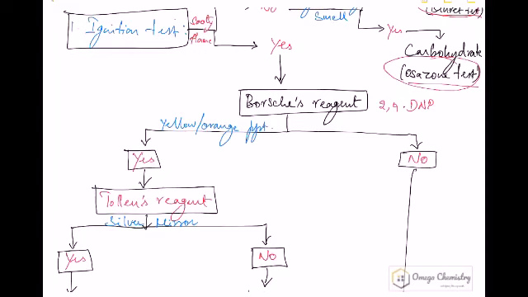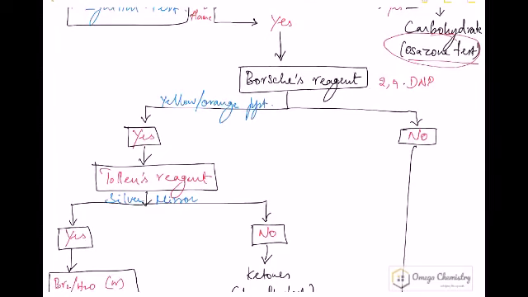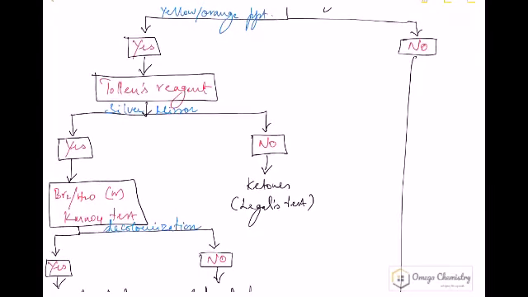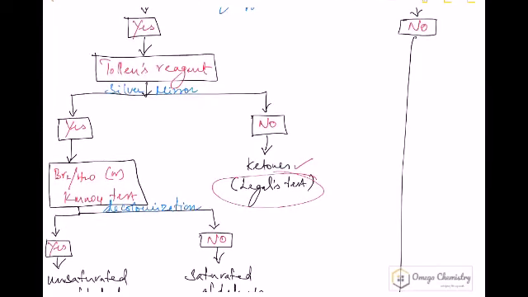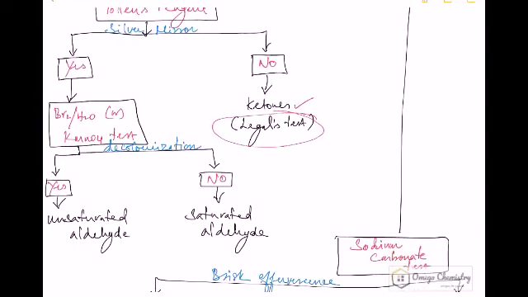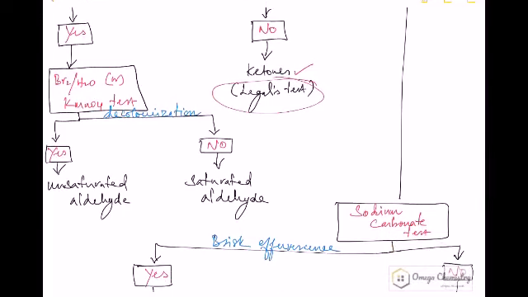And if you get a yellow or orange precipitate, then add Tollens reagent. Tollens test will be answered only by aldehydes and not by ketones. So if there is no silver mirror, then directly go for Legal's test to confirm the presence of ketones. If you get a silver mirror, then go for decolorization tests, like decolorization of bromine water or decolorization of potassium permanganate. If there is decolorization, then your compound must be an unsaturated aldehyde. If there is no decolorization, it should be a saturated aldehyde.